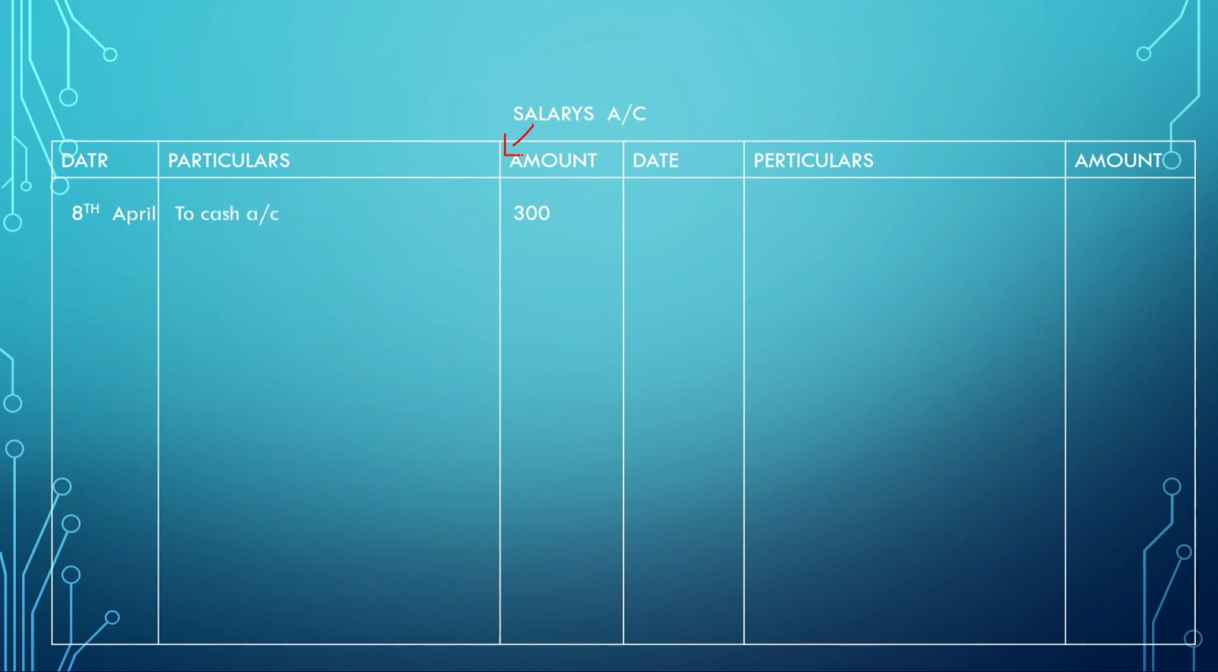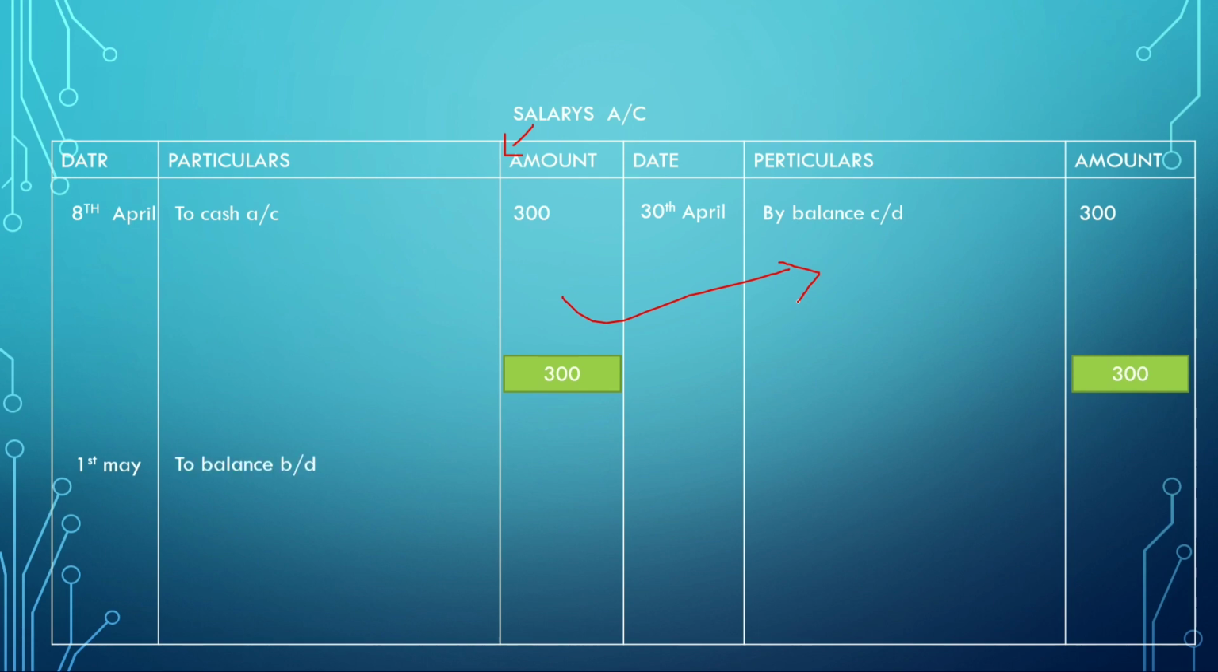Now we'll go with the balances. The bigger amount will balance both sides. Debit balance must and should equal credit balance. The deficit amount will be carried down. So this 300 will be carried from the debit side to the credit side. This was by balance carried down on the date of 30th April. And this carried down balance will become the opening balance on 1st May. So the opening balance will be written as to balance brought down with 300 rupees. Okay, we'll go with the next item.